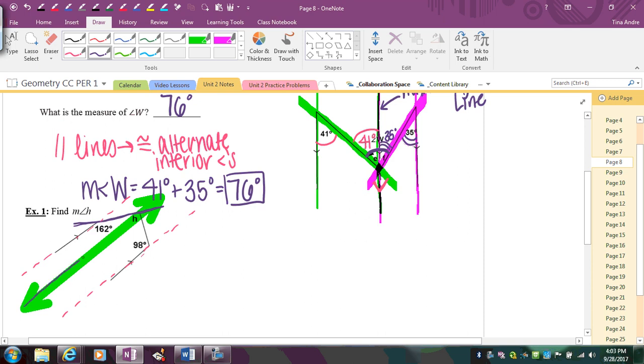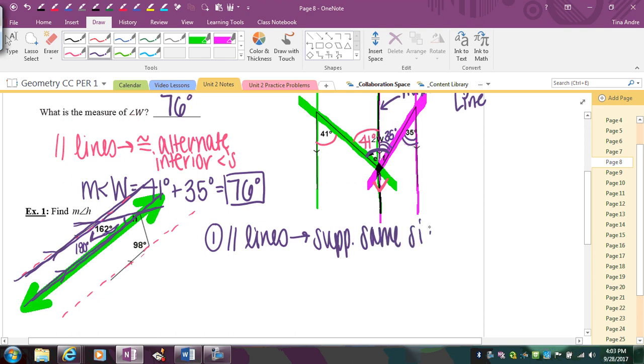So imagine here's your diagram. You have this line here and you have this line, and now you have this transversal. So you're trying to get angle H, which now you have this part inside with the 162. Those are in the interior of these two parallel lines. So these are actually same side interior angles, which means they have to add to 180. So let me go ahead and write that. I'm going to say parallel lines imply supplementary same side interior angles.